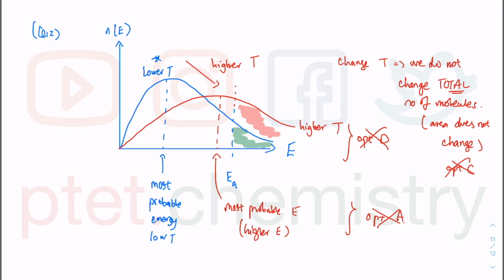But if you look at the number of molecules with the most probable energy, this is the number of molecules. So this is the number of molecules for the red one at the higher temperature, the one having the most probable energy at a higher temperature, whereas this one is the number of molecules with the most probable energy at the lower temperature. And that is correct. The number of molecules with the most probable energy would increase, because this side refers to the number of molecules. So option B is the answer that we're looking for. I don't know why I said that was wrong just now.